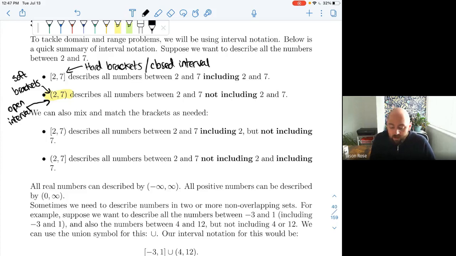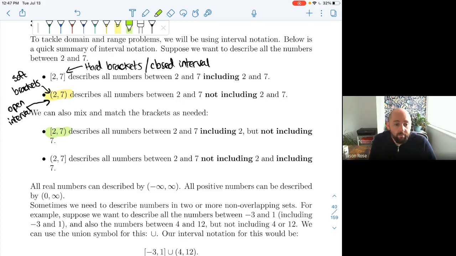So either one of those works for naming the notation, but you can use a hard bracket on one side and a soft bracket on the other if you want. For example, in this one here, if I write that down, what I'm trying to communicate is all the numbers between 2 and 7, including 2, not including 7.